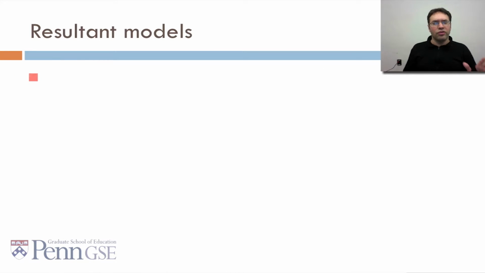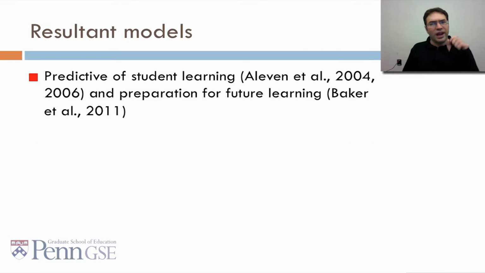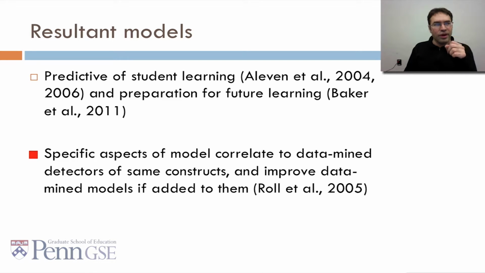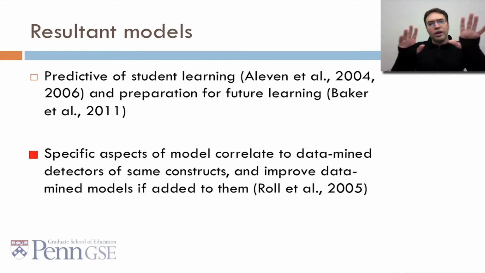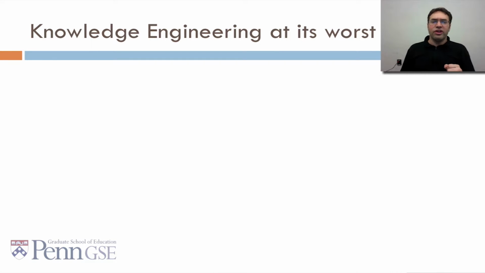You get resultant models that are predictive of student learning and even predictive of student preparation for future learning. That's right, they can even predict whether you'll be able to learn later on. And specific aspects of the model correlate to data-mined detectors of some constructs and improve the data-mined models if they're added to them. So not only do these models capture the constructs comparably to data-mined models, but they can even capture some of the variance that's not captured by the data mining models, which is a great thing. So that's knowledge engineering at its best.